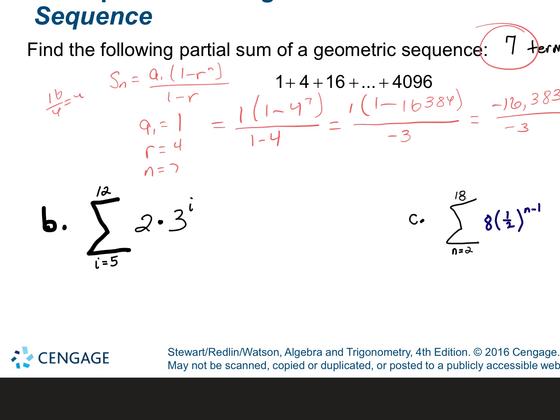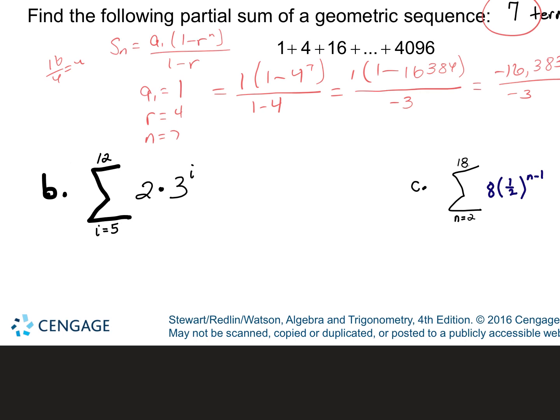What's another thing you can look at this and be like, oh, it's definitely geometric? What do you see? You see an exponent. Perfect. When you see an exponent, you're like, oh, this has to be an exponential. This has to be geometric.